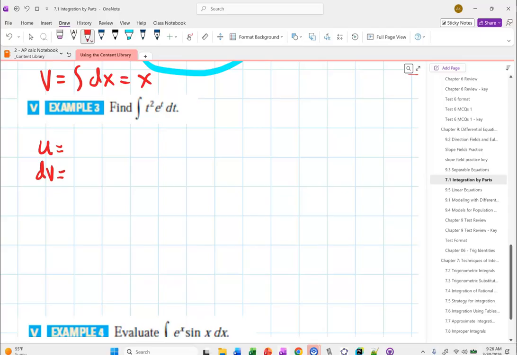What do you guys want to pick for u here? Yeah, that makes the most sense to me. And that means dv then should be e to the t dt.